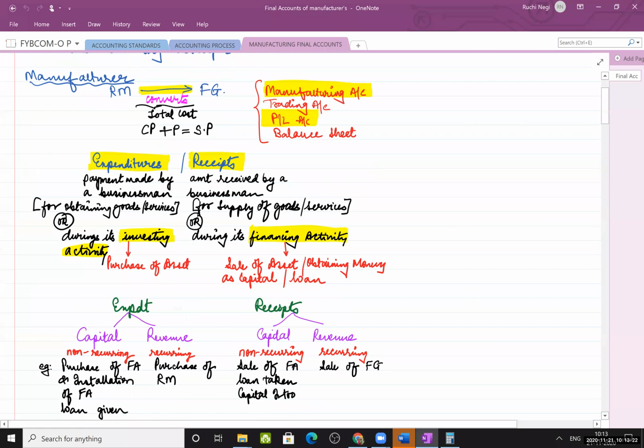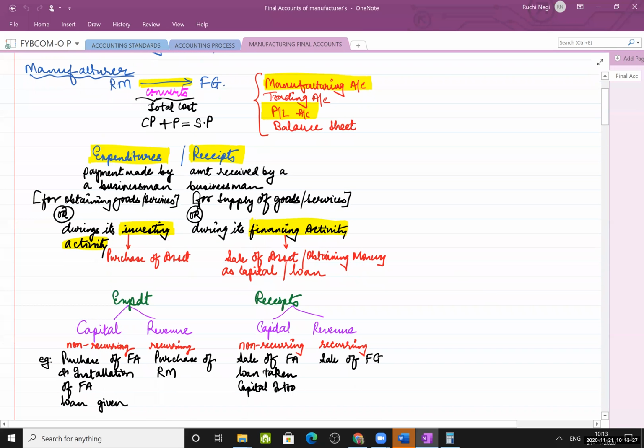Then we had started with expenditures and receipts. What do you mean by an expenditure? What do you mean by receipts? Expenditure is payment made by a businessman for obtaining goods and services. That is when you purchase your goods and services or during investing activity. What is investing activity? Money invested into purchase of fixed assets is known as investing activity.